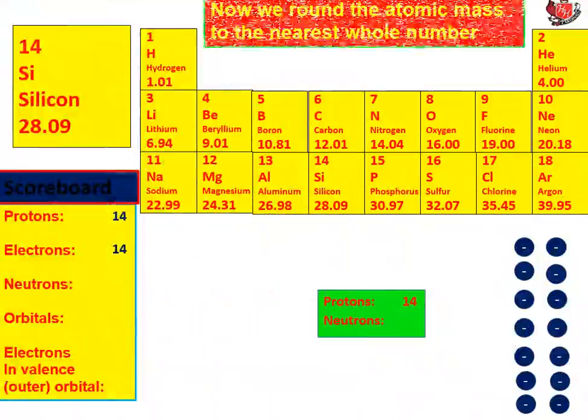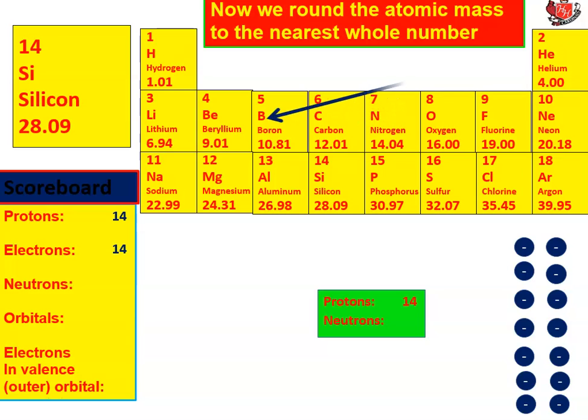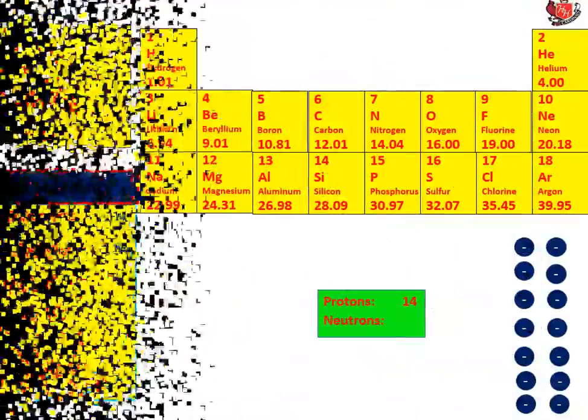Okay, so here we go. Next thing we want to do is figure out the number of neutrons. So we now round the atomic mass to the nearest whole number and make it the mass number. So that 28.09, how does that round? It rounds to 28. Okay, so 28.09 rounds to 28. So what does that tell us? It tells us that if you added them all up in silicon, you have a total of 28 protons and neutrons added together. So now we're going to do our arithmetic step here.